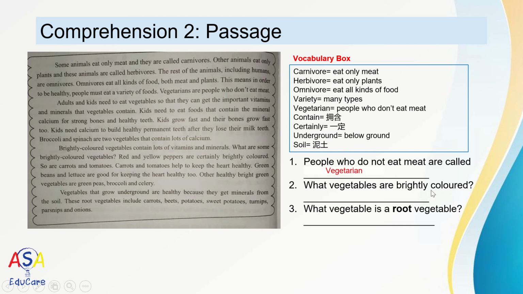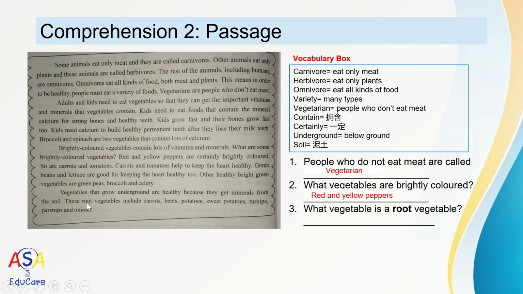Next one. What vegetables are brightly colored? So usually first question is around here. Second question should be slightly bottom. So you try to find a word brightly colored first. Quickly go through sentence by sentence and you will find brightly colored right here. Some brightly colored vegetables are red and yellow peppers. There you go. So copy, paste. Last one. What vegetable is a root vegetable? So keyword here again, you gotta look, scan through. Since they talked about bright colored here, I don't need to read. I go down here.